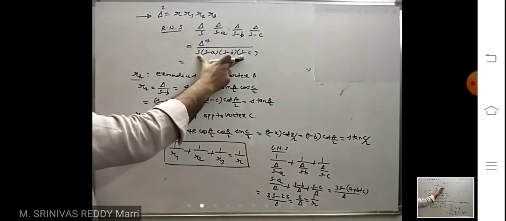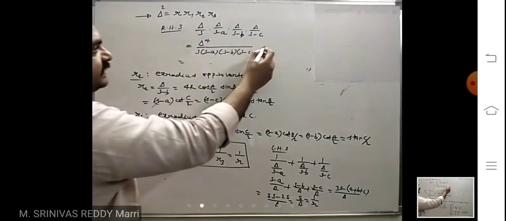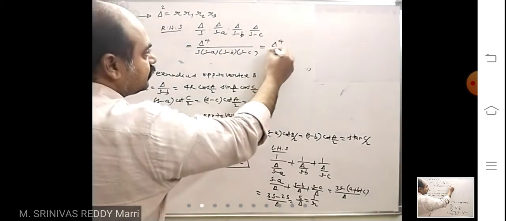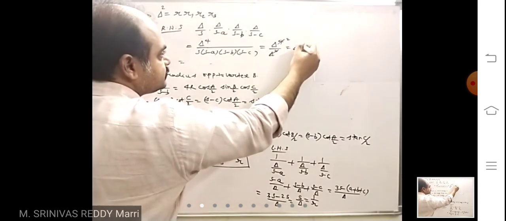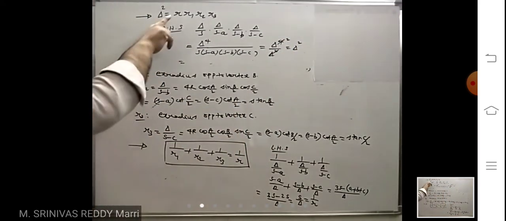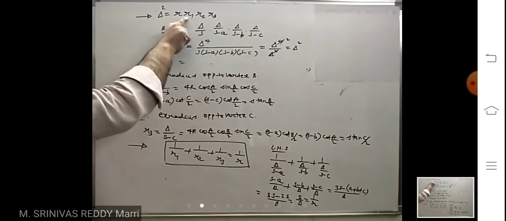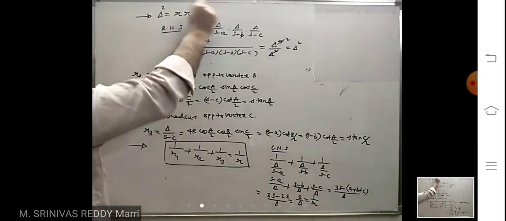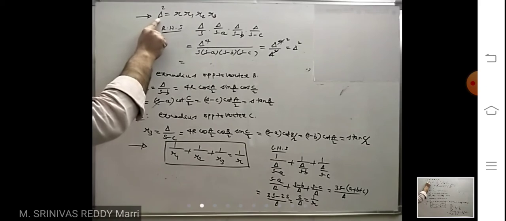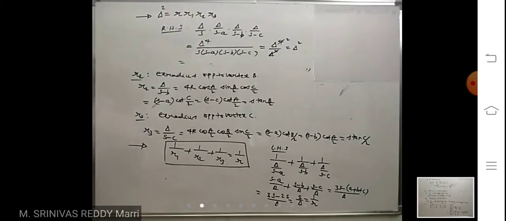What is this? Delta is nothing but root of this, which means this is delta square, divided by delta square. So what you will get is delta square. That means if you know the inradius and the exradii, and you want to calculate the area of the triangle, use this formula. The product of all four is nothing but delta square. If you know all four radii, you can easily calculate the area of the triangle. This result and the earlier result will be helpful in the problems.